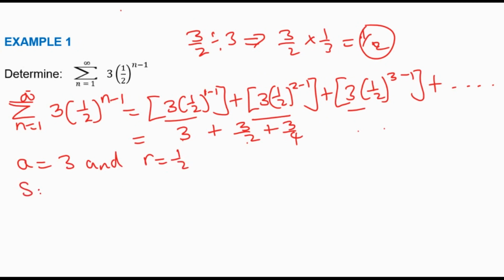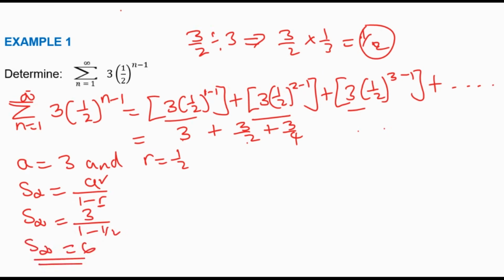So the sum to infinity formula is A over 1 minus R. Where there's R we put 1 over 2, where there's A we put 3. So sum to infinity is equal to 3 over 1 minus 1 over 2, which is equal to 6. So sum to infinity is equal to 6 here.